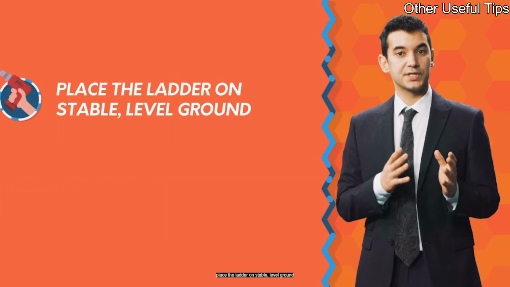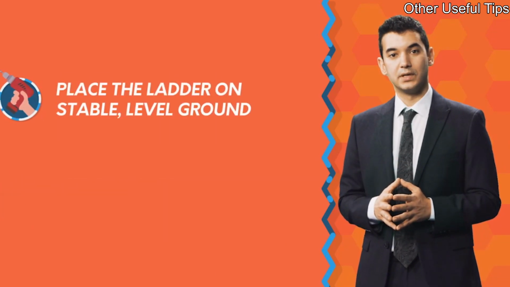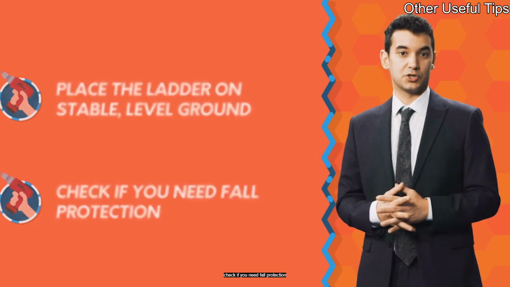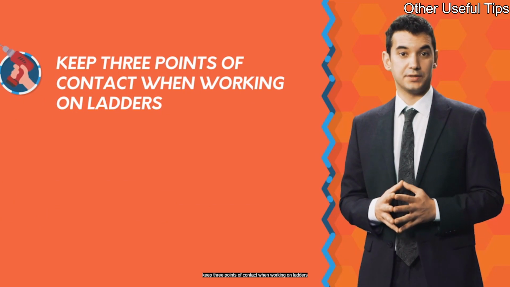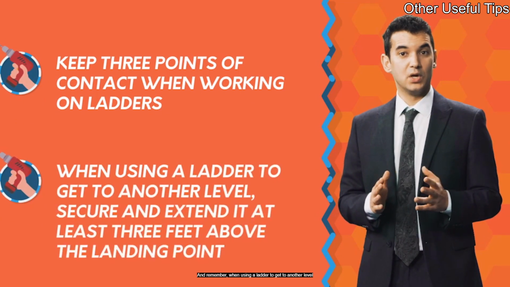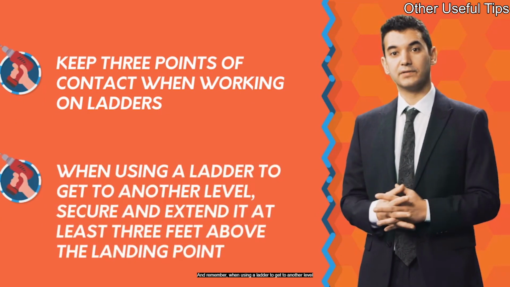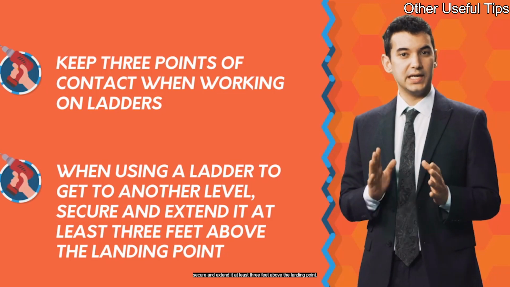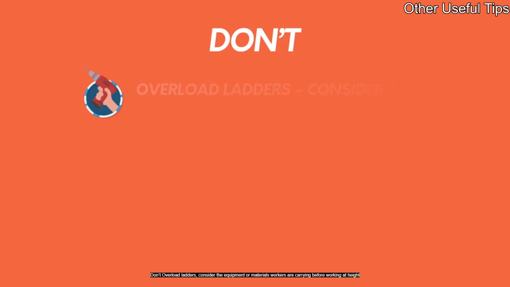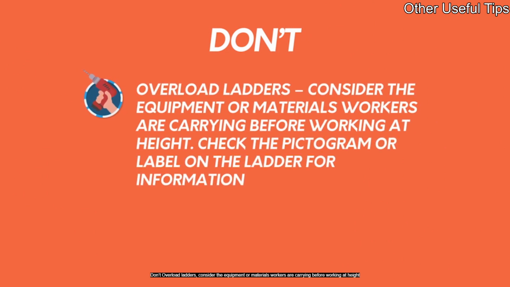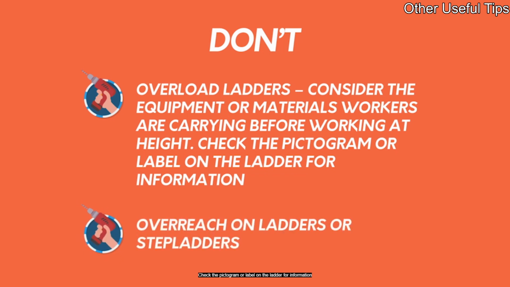Place the ladder on stable, level ground. Check if you need fall protection. Keep 3 points of contact when working on ladders. And remember, when using a ladder to get to another level, secure and extend it at least 3 feet above the landing point. Don't overload ladders. Consider the equipment or materials workers are carrying before working at height. Check the pictogram or label on the ladder for information.